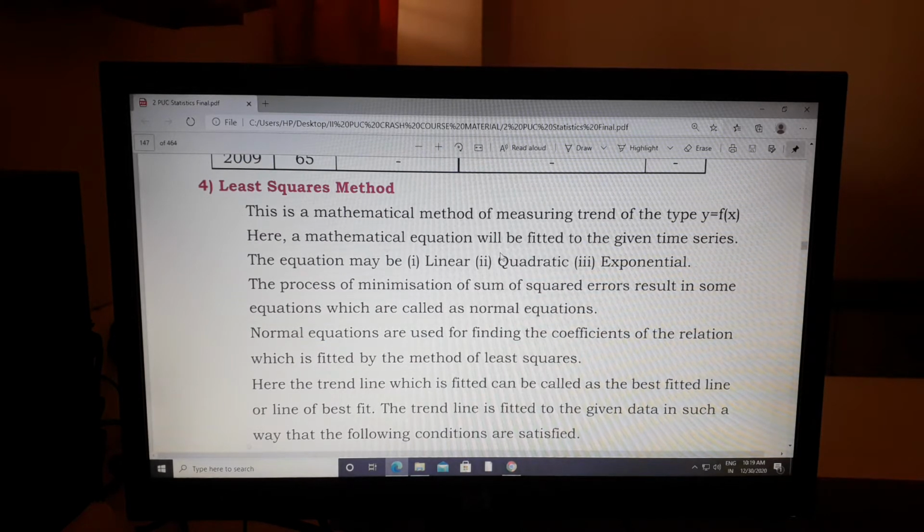See, these normal equations are generally used for finding the coefficients of the relations which are fitted by the method of least squares. So what is the exact meaning of least squares actually? Tell me, guys. Least squares is nothing but the sum of square deviations from the actual value. The sum of square deviations. For example, the actual value and the squared value, right? The deviation between these two, if it gets the least term, then the method we call the least squares.